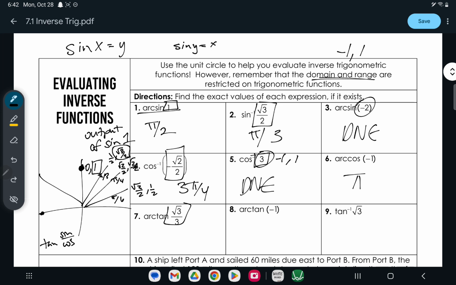So sine over cosine. That would be here. 1/2 divided by root 3 over 2 is really 1/2 times 2 over root 3. So the 2's would cancel, and then you'd have root 3 over 3. So at pi over 6.